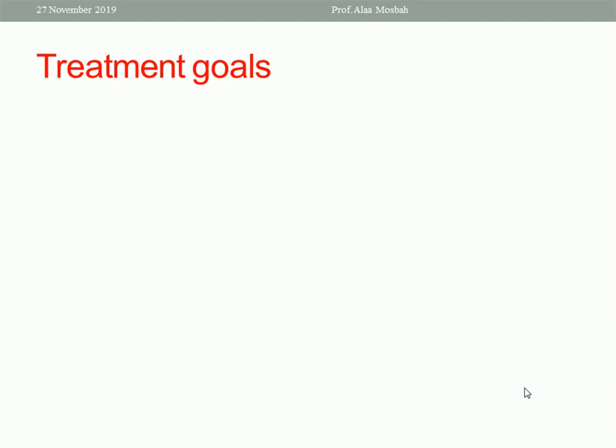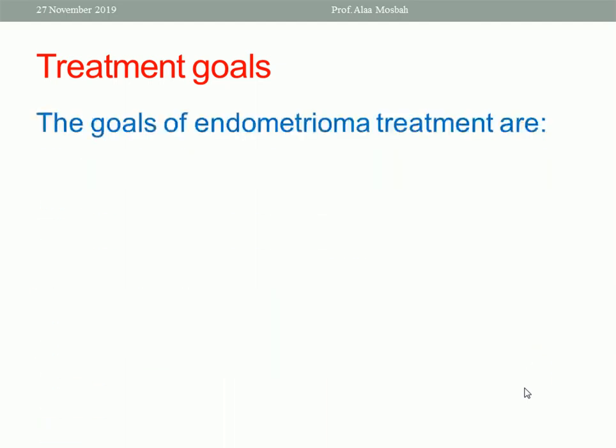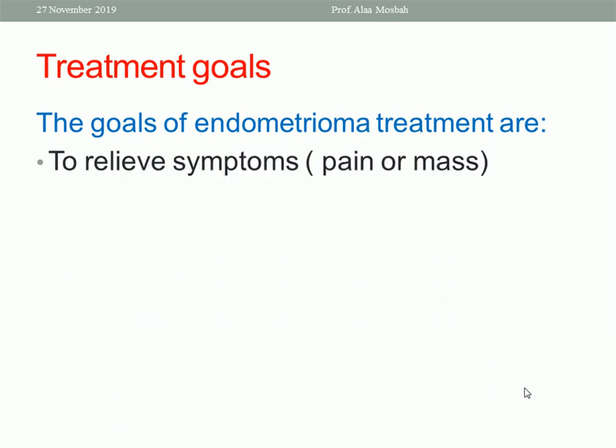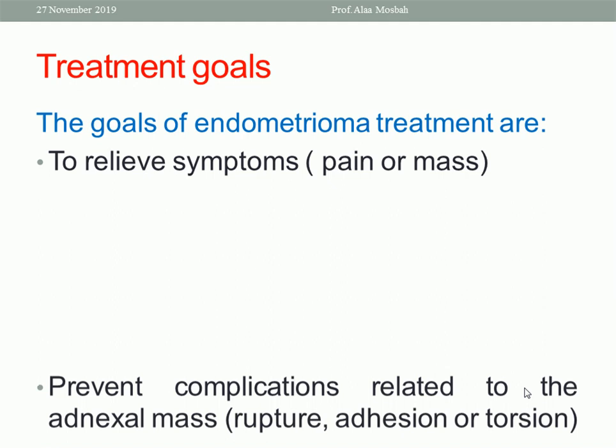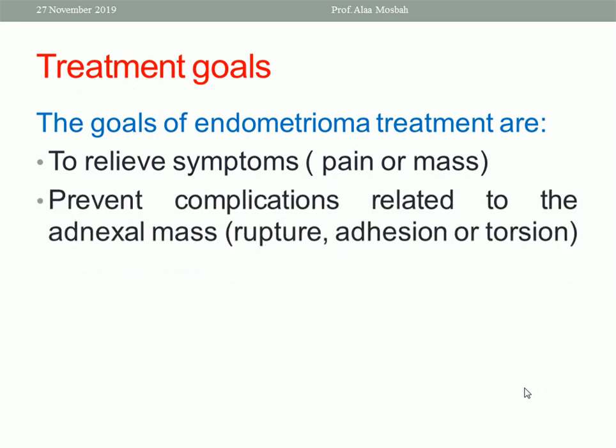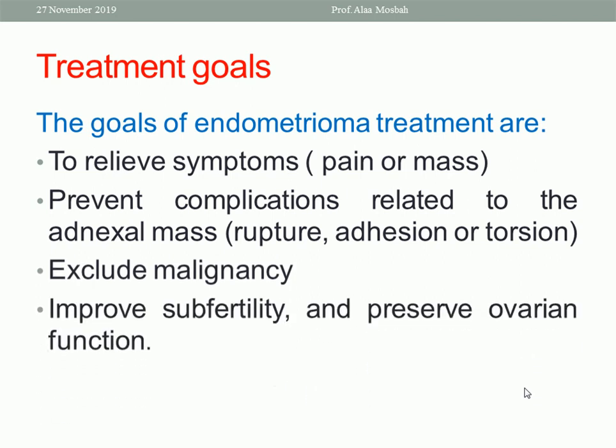So, what are the treatment goals? The goals of endometrioma treatment are to relieve symptoms like pain or mass or dyspareunia, prevent complications related to the adnexal mass like adhesions, rupture, torsion or infection, and exclude malignancy. This is very important also. Improve subfertility and preserve ovarian function, and this is very, very important also.